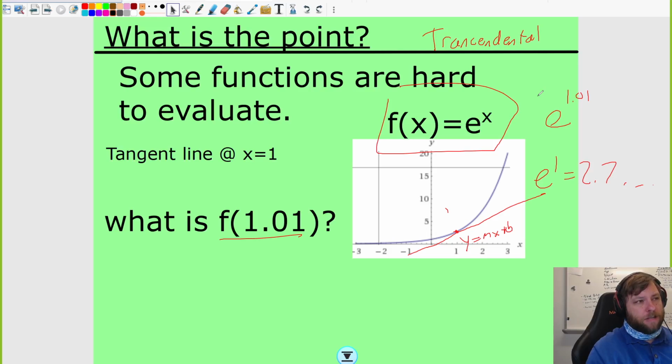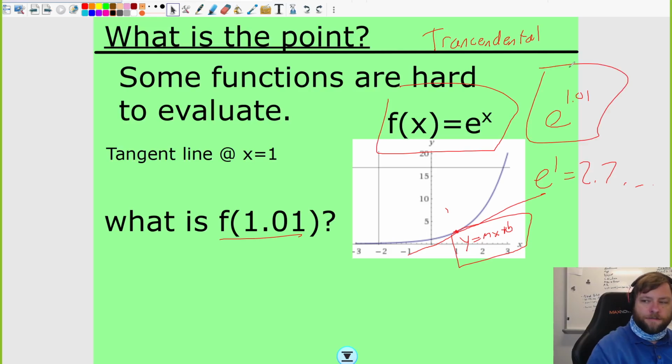We get into this in Calculus BC more when we do Taylor series. The idea is that a computer can calculate this way faster than it can calculate this. Imagine if you had to do this calculation millions or billions of times. Sometimes it's easier just to do it this way.